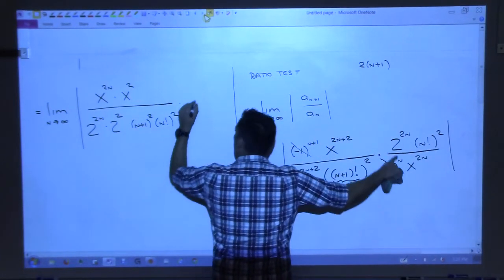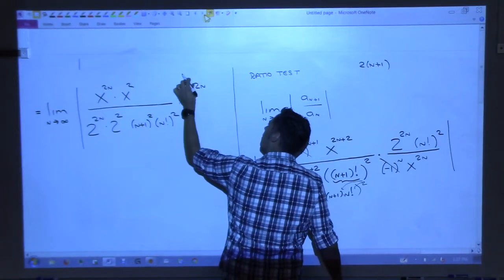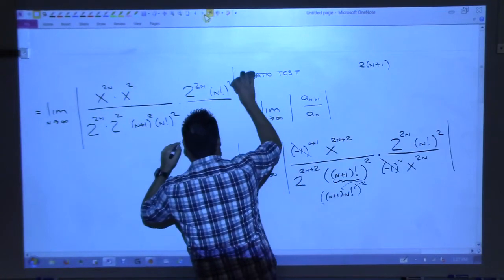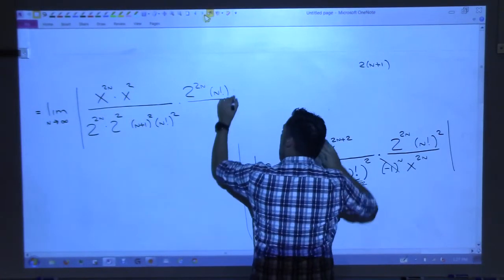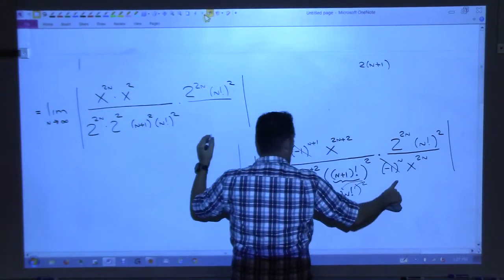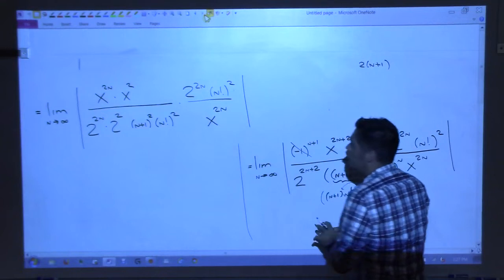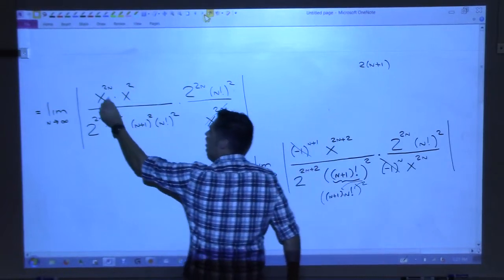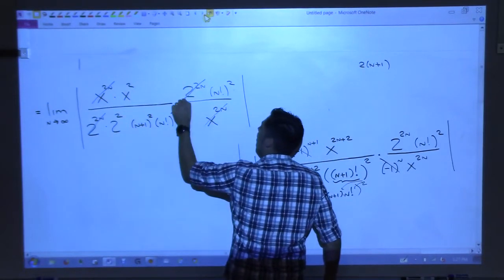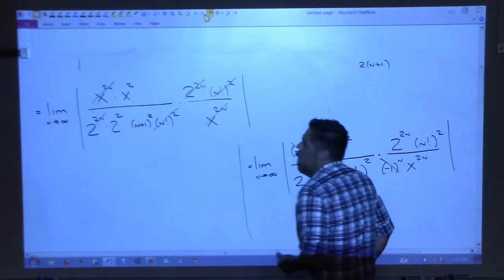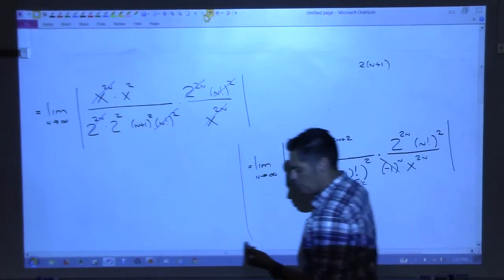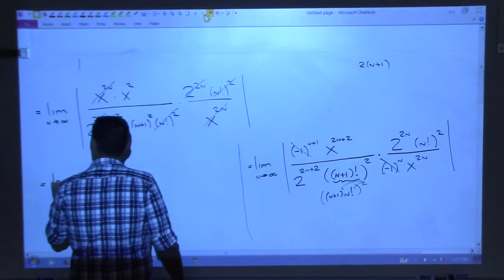Over here, I'm not going to do anything. 2 to the 2n, n factorial squared over x to the 2n. There we go. Now, a bunch of stuff cancels, right? x to the 2n's gone. 2 to the 2n's gone. n factorial squared's gone. And that's it, right? That's all that goes away. So here's what I'm left with.